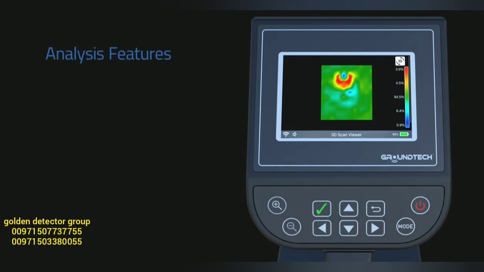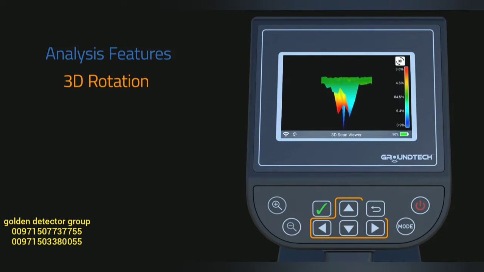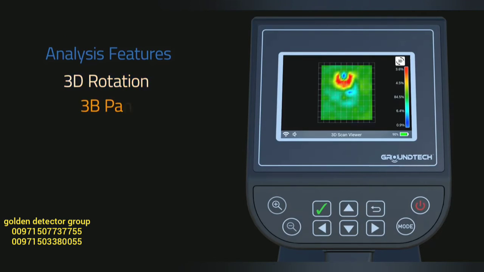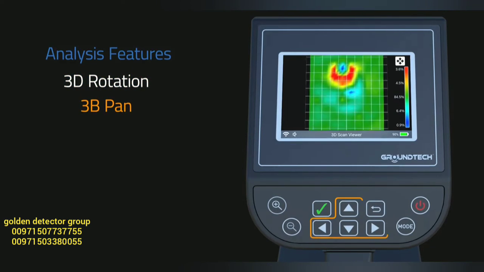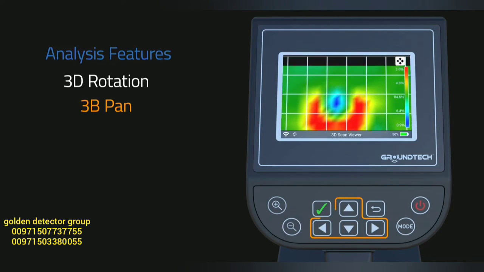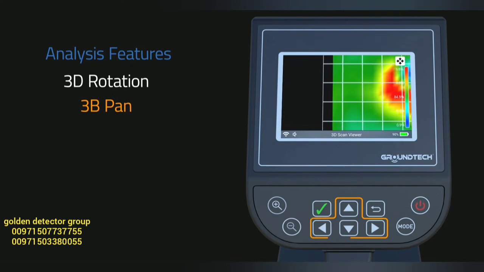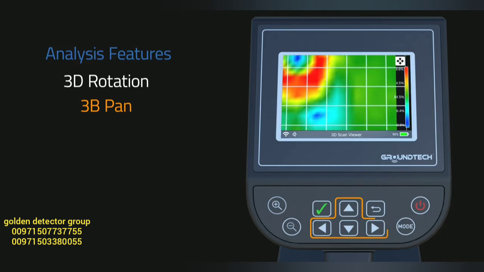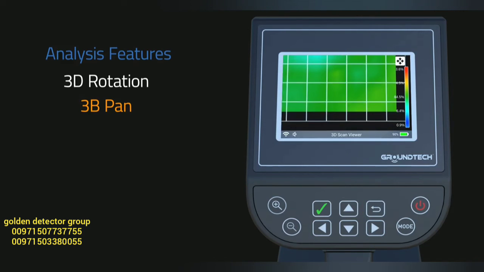There are 4 different graph analysis features on the 3D viewer function. 3D rotation. You can use the direction buttons on the device to rotate your graph left, right, and up, down. This way, you can see your graphic from different angles. 3D pan. You can examine your graph and the colors closely by zooming in. You can move the graph left and right, up and down with the direction buttons and go through the graph.